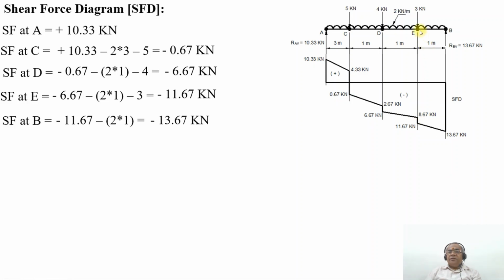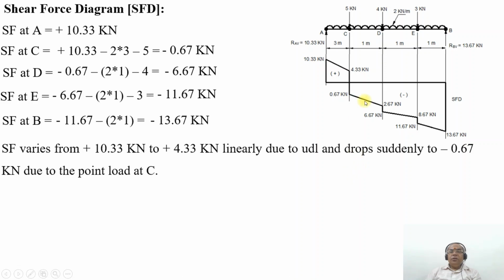Now between E and B, it is minus 11.67 kilonewton minus 2 into 1, which will be minus 13.67 kilonewton. Again, at the point B, because only of the UDL, SF drastically reduces from 11.67 kilonewton to 13.67 kilonewton. At the point B, you have the plus 13.67 kilonewton. So this is how the shear force diagram will vary.